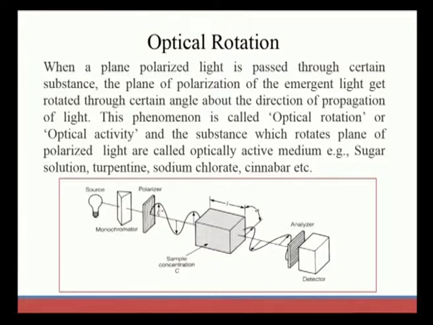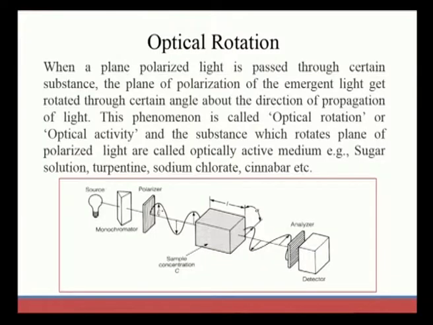Optical rotation is when a plane polarized light is passed through a certain substance, the plane of polarization of the emergent light gets rotated through a certain angle about the direction of propagation of light. This phenomenon is called optical rotation. So the plane of polarization will be rotated after the polarization.